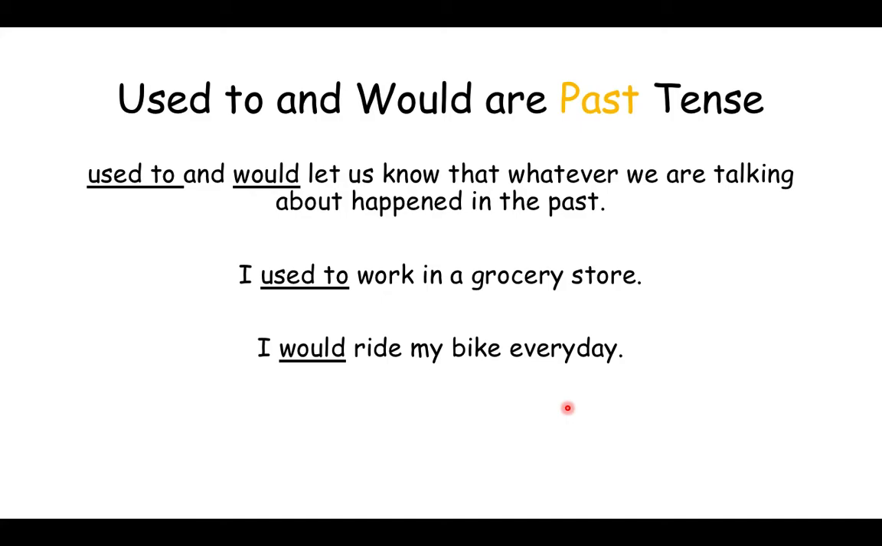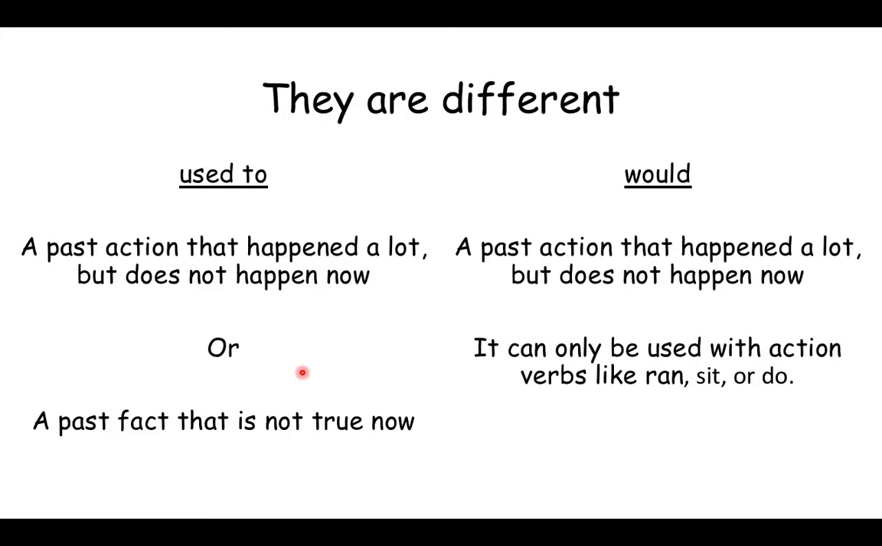It's hard to describe why they're different and why people use them in different ways. But all you need to know right now is if you hear somebody say this, they're just talking about the past. So "used to" and "would" are different, and they're used differently. They both tell us that what is happening is in the past, but you can't use the same kind of verbs for both of them all the time.